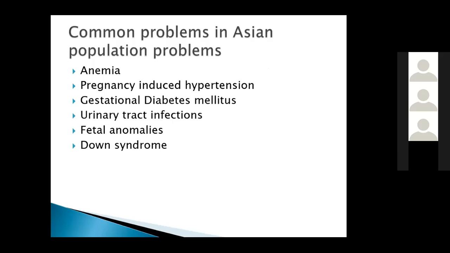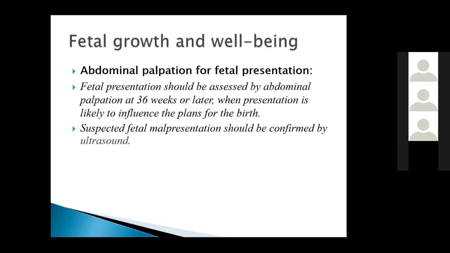Now let's discuss the common problems which you will find in pregnancy. One of the common problems is anemia. Others are pregnancy-induced hypertension, gestational diabetes mellitus, urinary tract infection, fetal anomalies, and Down syndrome. Such problems will be screened for during the pregnancy.